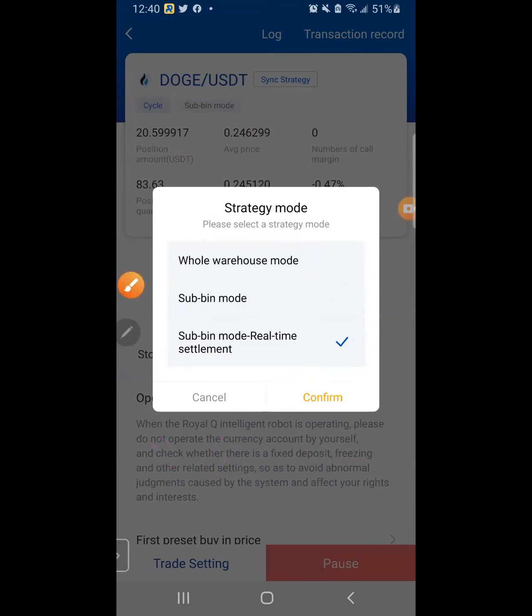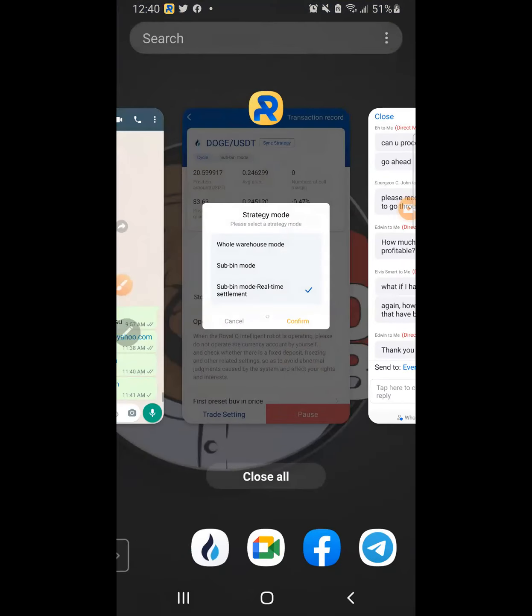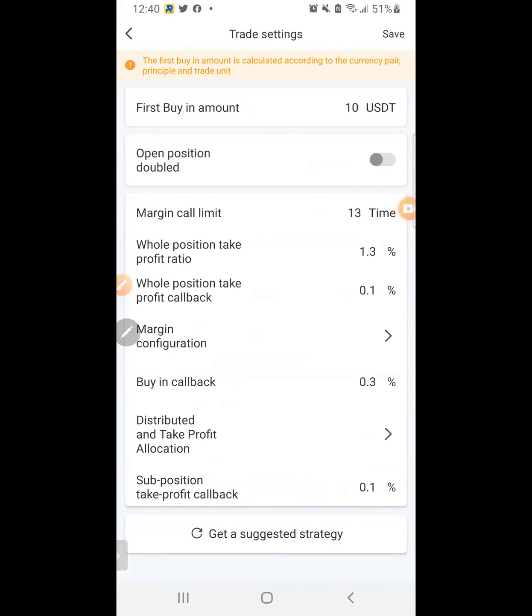Hello, sorry for the disturbance. Can you go to trade settings? This is also, we cannot change anything, correct? This is automatic. Don't change anything. It's automatically from them. Okay. Don't change anything. It will be automatic.